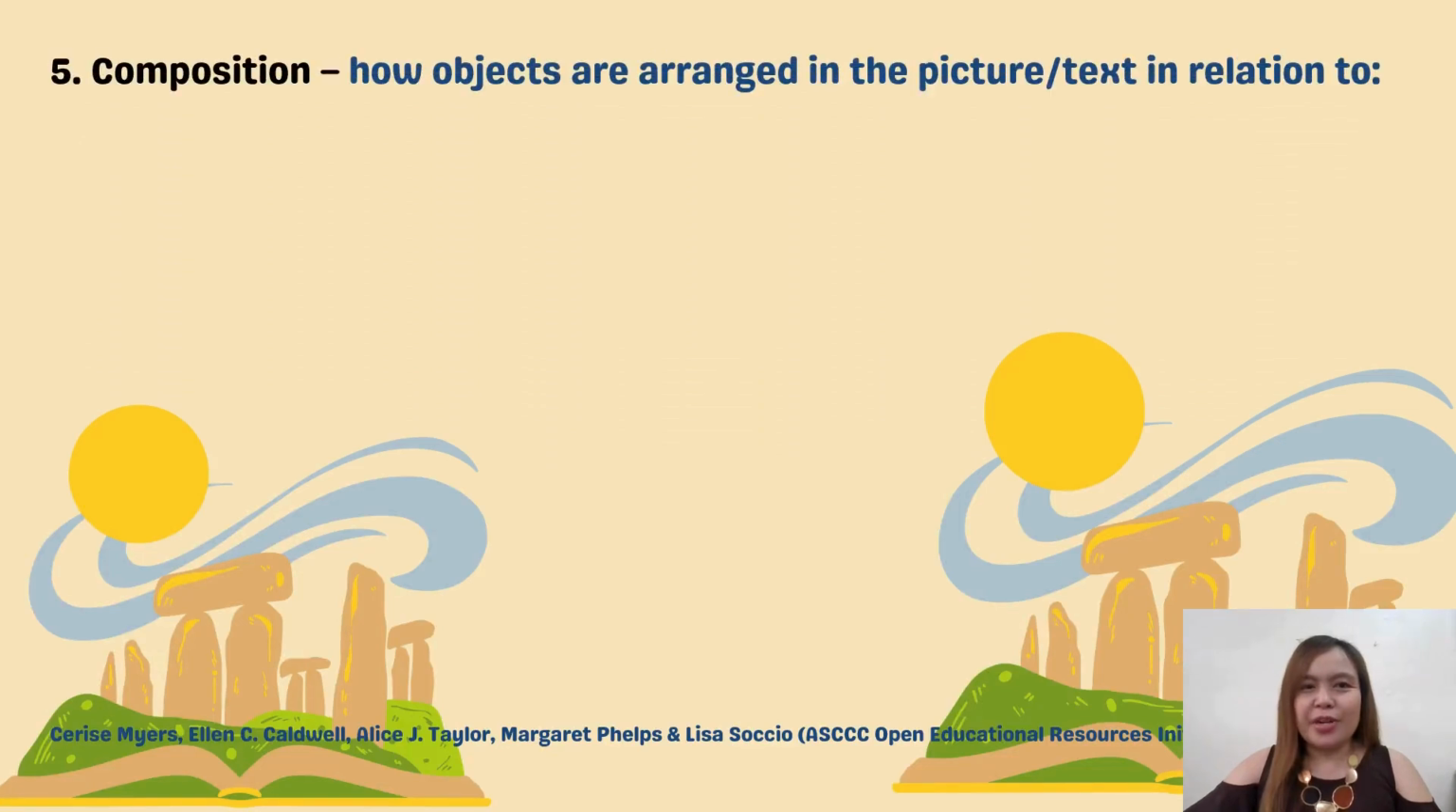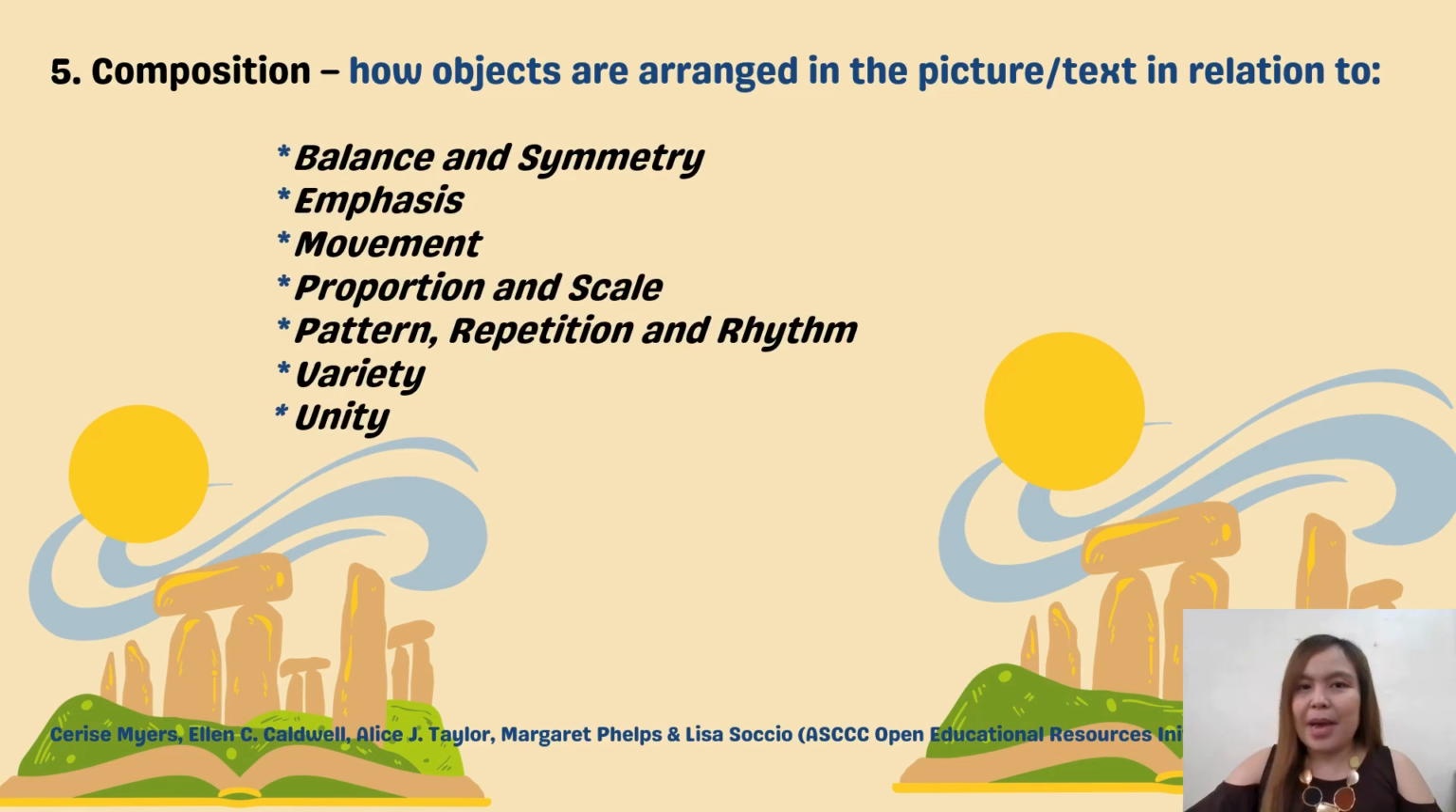We now move forward to composition, and this refers to how objects are arranged in the picture or text in relation to the following: balance and symmetry, emphasis, movement, proportion and scale, pattern, repetition, and rhythm, as well as variety and unity. And we'll talk about each one in greater detail in the next few slides.